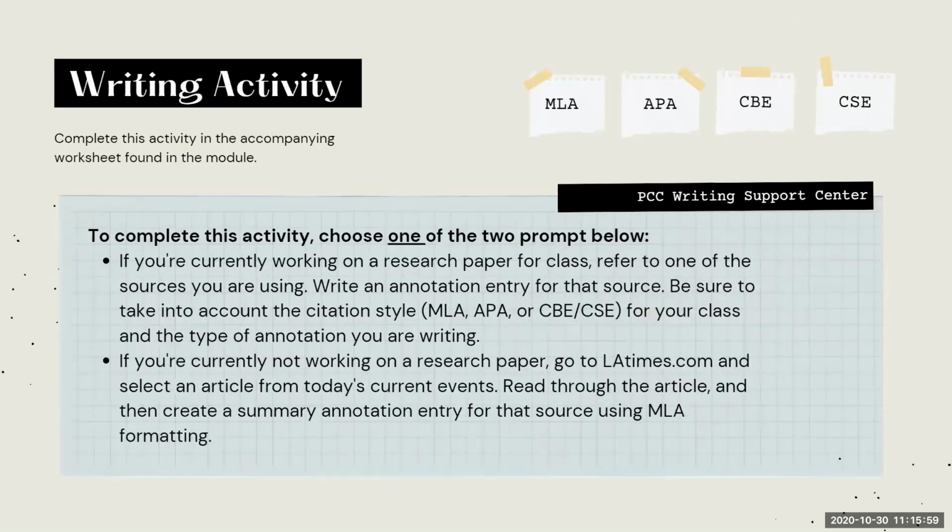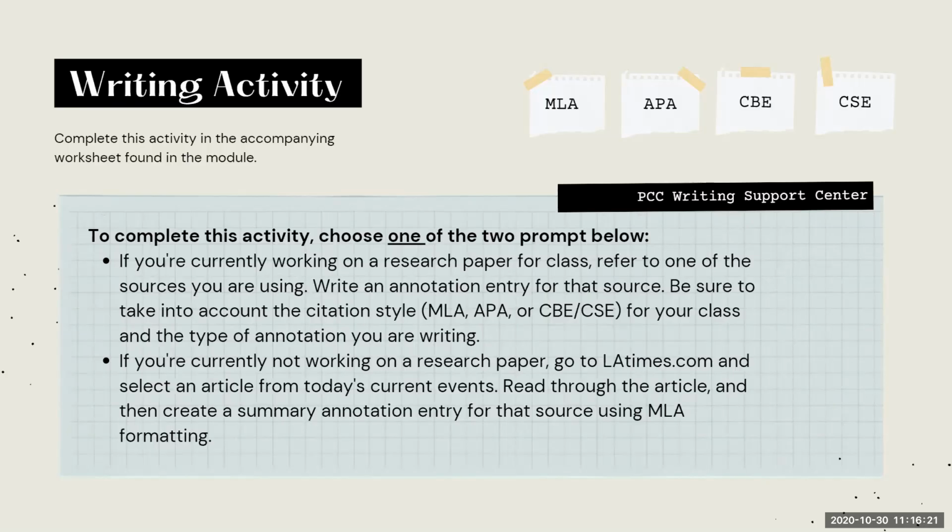With that, we're going to go back to the accompanying worksheet and complete an annotation writing activity. To complete this activity, choose one of the two prompts below. So again, you're only choosing one. You don't have to answer both of these. You're just going to choose the one that you feel is most relevant to you.